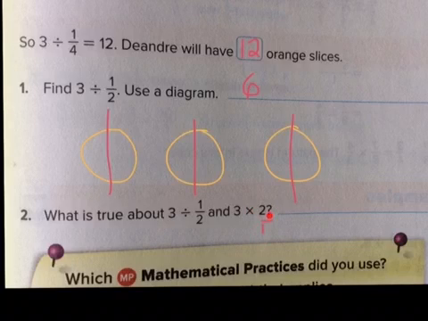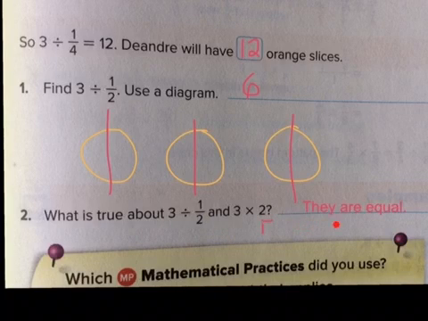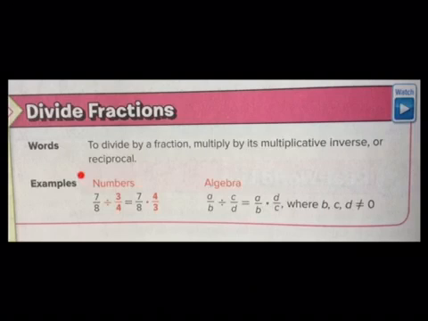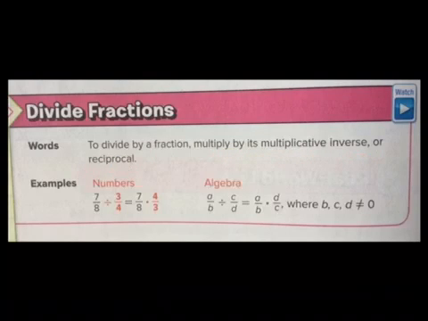This right here is what we call the reciprocal of this, or the multiplicative inverse. The flipped version, you can also say. So what is true about these two statements? They're both the same. Please write they are equal as a key answer and circle it. They are equal. So a quick recap: to divide by a fraction, multiply by its multiplicative inverse or reciprocal, as I just mentioned. So the second one is flipped, and you can see it here.